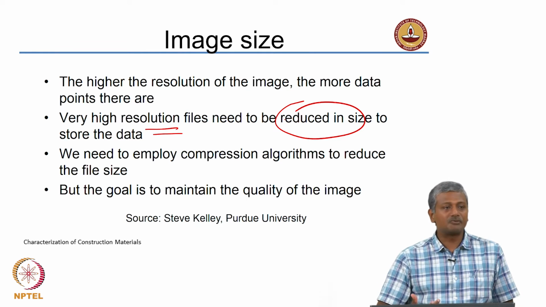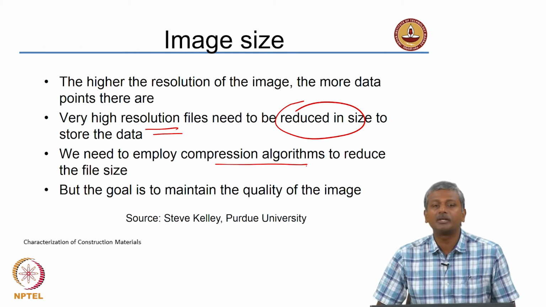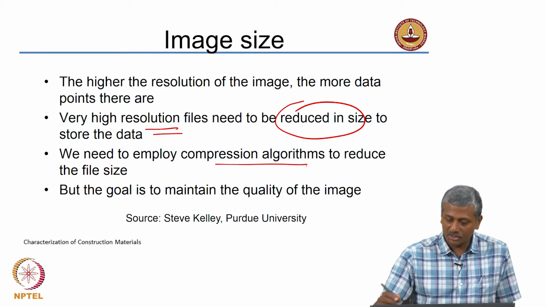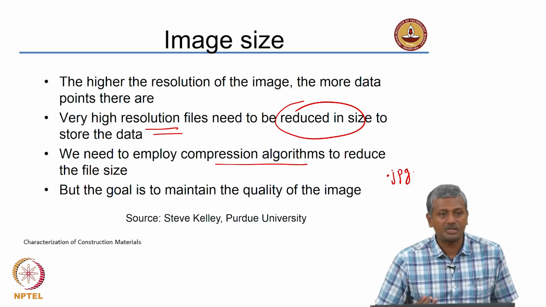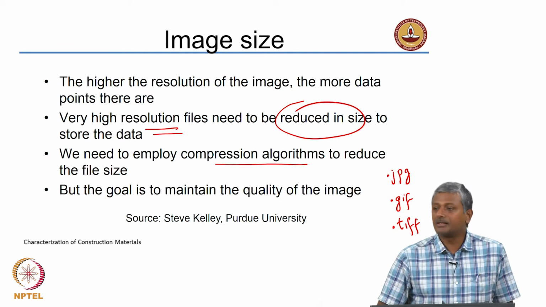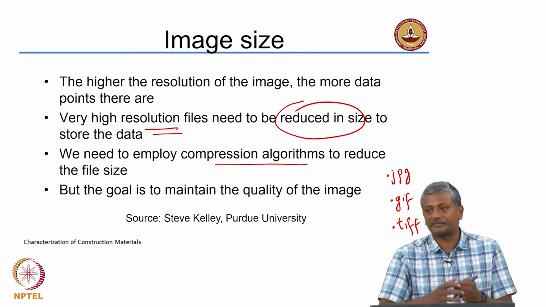To reduce the file in size, we apply compression algorithms. So, compression algorithms, can you give me an example of a compression algorithm? What is the most popular type of image that you are familiar with? You have an image extension there, no? What is that extension? .jpg. .jpg or JPEG, we call it JPEG image, or sometimes you have .gif or .tiff. So, each one of these are nothing but compression algorithms that take the image and compress the data that is required to store the information in the pixels.